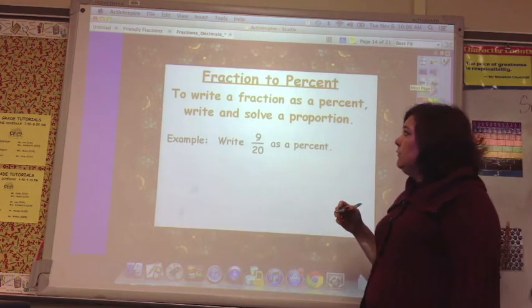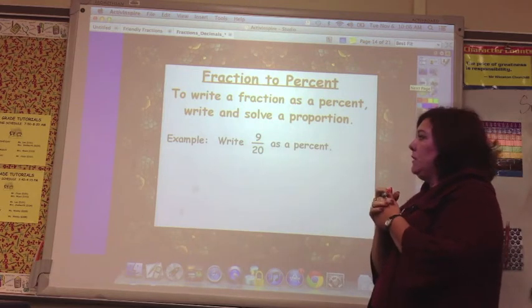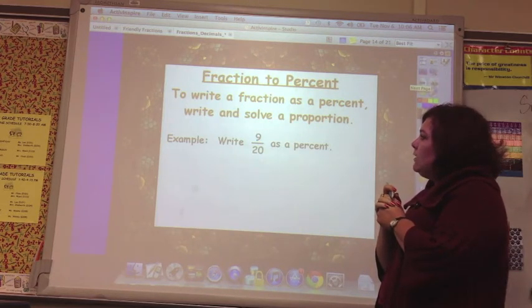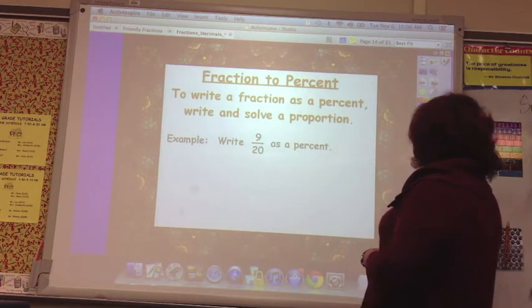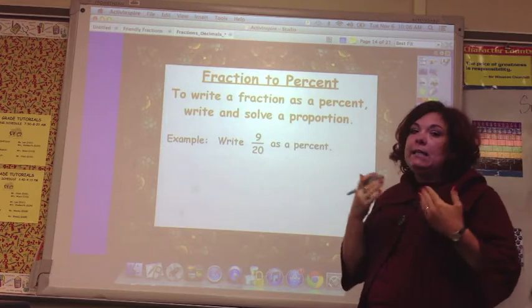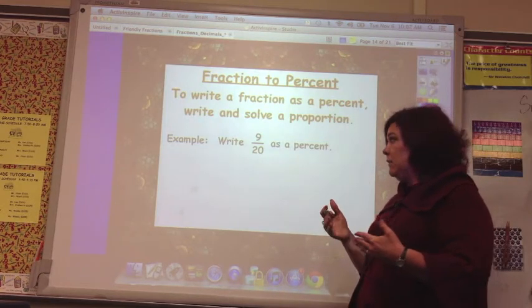Now we're going to do fraction to percent. Okay, so this goes under your fraction to percent. It says to write a fraction as a percent, write and solve a proportion. So basically you've got to get it to 100. So you can say out of 100, and that is percent.